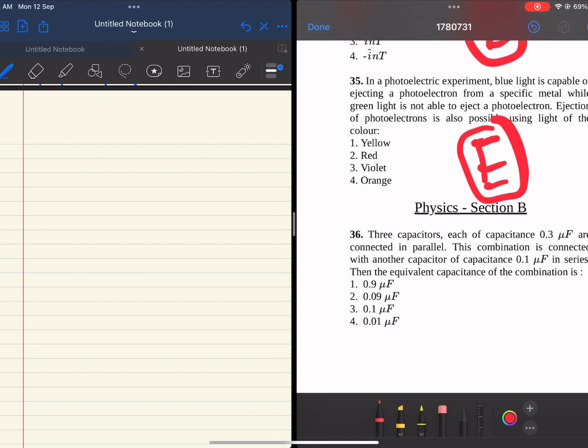So this is the end of section A. I have solved section A of the physics abroad paper. Tomorrow I will be releasing section B of the abroad paper.